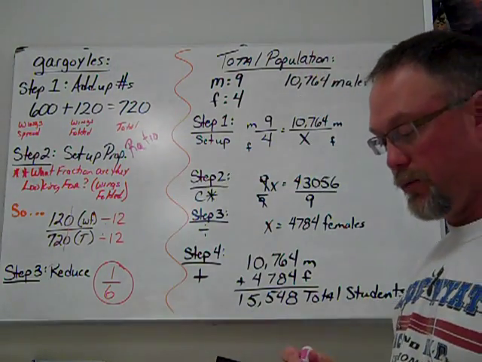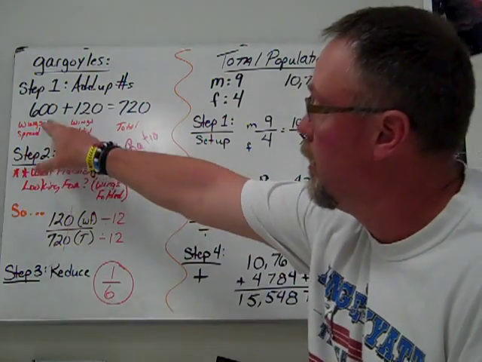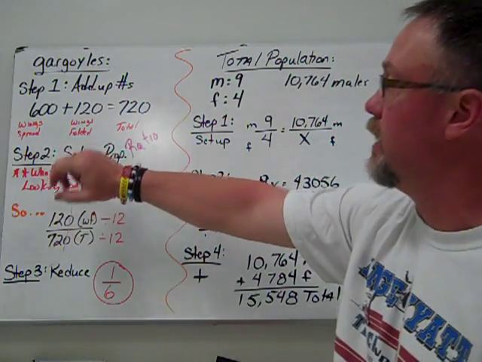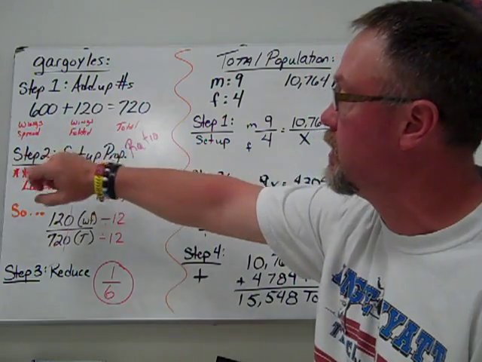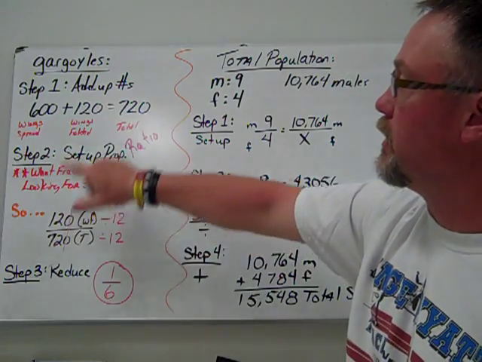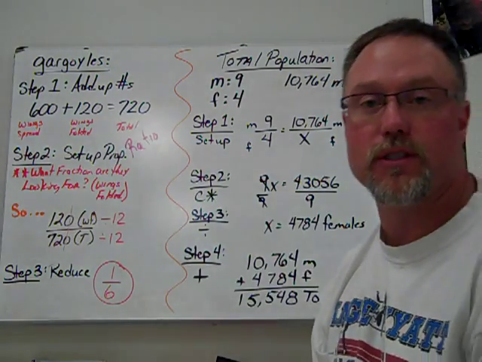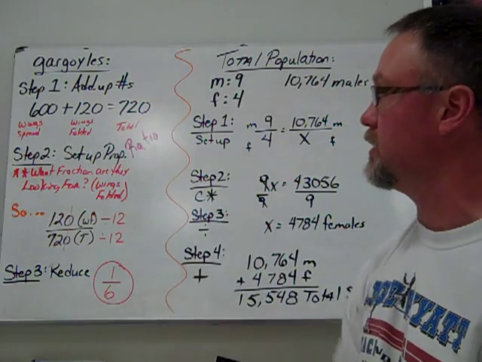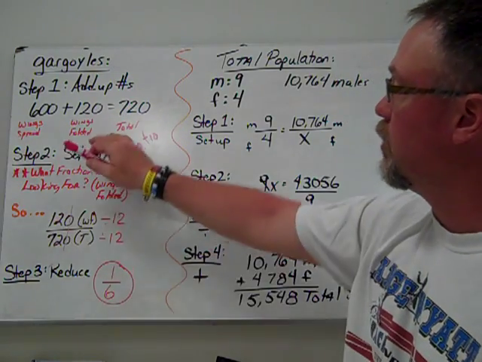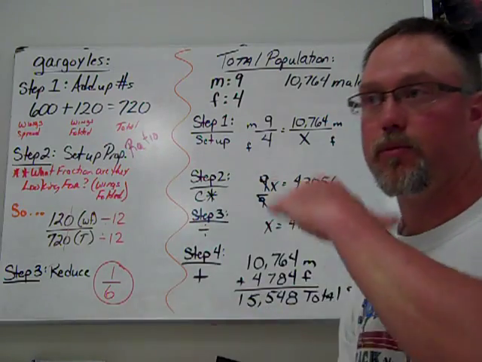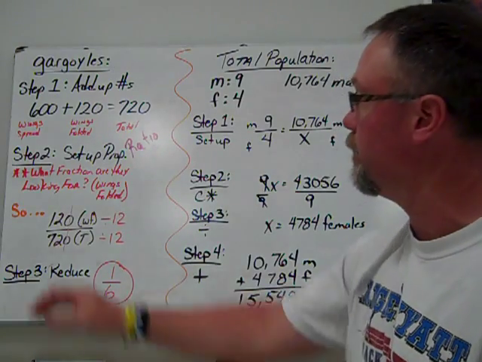What we're going to do is, you're going to be given two numbers in the problem. They're going to have terms identified by them. So wings spread, there's 600. There's 120 wings folded. What we're going to do first is add them up and get a total of 720. This total is going to be important because in a fractional part, the total always goes at the bottom.